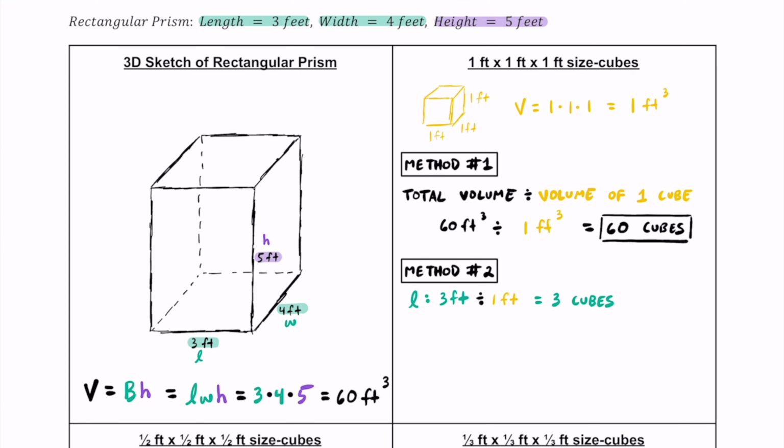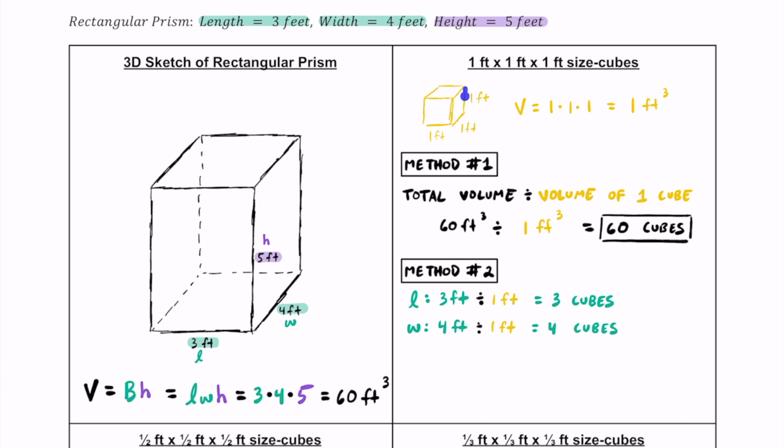Okay. Now what about the width? Well, the width of this little cube is just 1 foot. So how many of those would fit across the width, which is going to be 4 feet here, right? So the width we know is 4 feet for the rectangular prism, and we want to see how many of these 1 foot by 1 foot cubes fit alongside there. So we're going to divide it by 1. Now 4 divided by 1 is just going to be 4. So we know that 4 of these 1 by 1 by 1 foot cubes would fit across the width here.